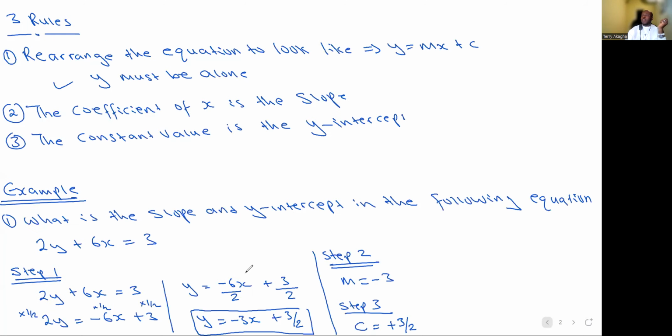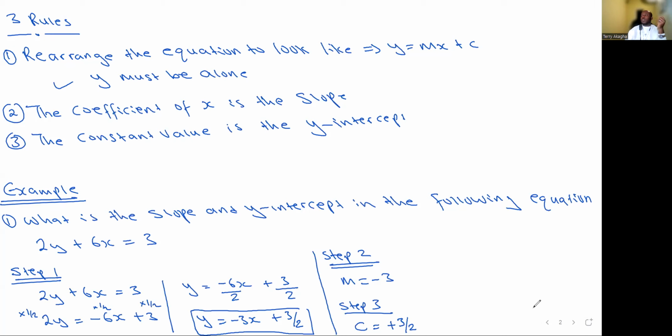All right, let's pick another example. So let's say we have 3y minus 5x minus 4 is equal to 0. So the same thing, you get the slope and the y-intercept. So we're meant to get the slope and the y-intercept, right? So let's do the same thing.